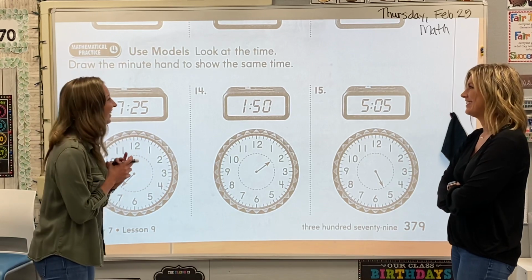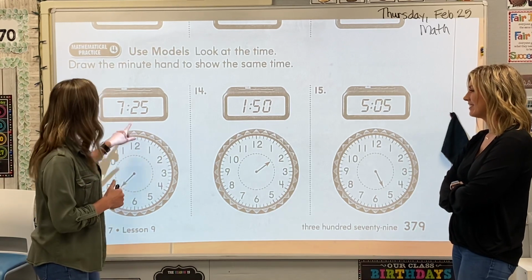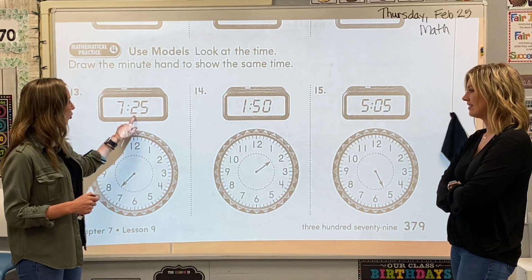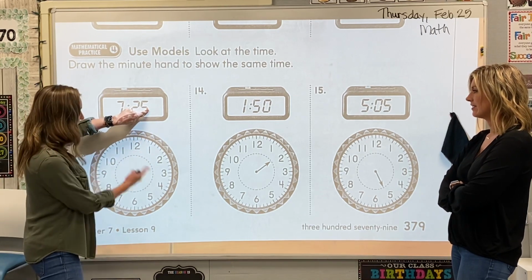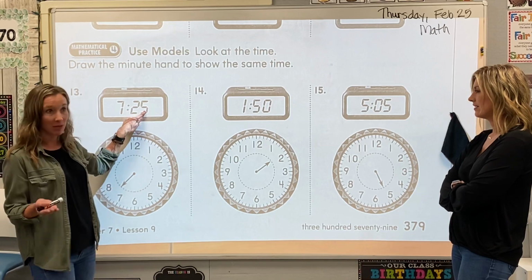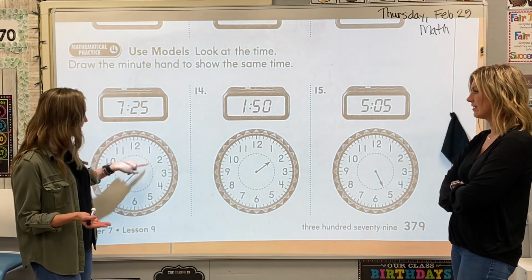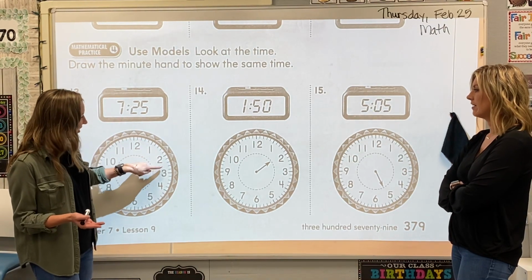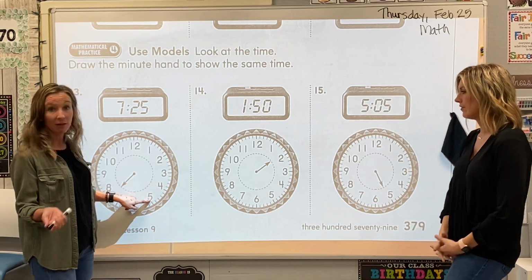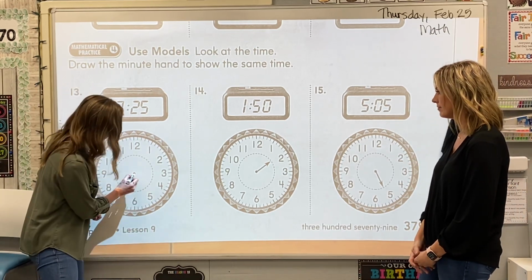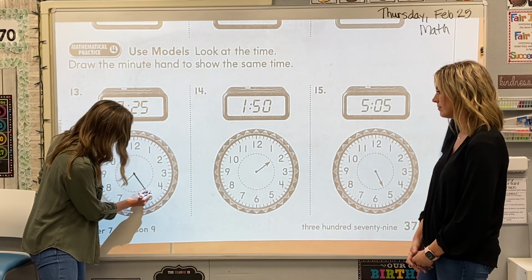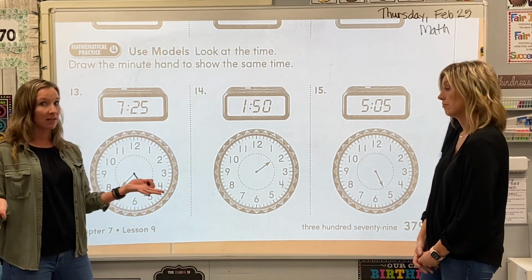All right. So yeah, you just need to look at the number to the right of the colon. This one is 25, and you need to think, okay, which number on the clock represents 25 minutes? Well, I can just skip count to figure that out. 5, 10, 15, 20, 25. So the 5. So I need to draw my minute hand to the 5. And that's it. Good job.